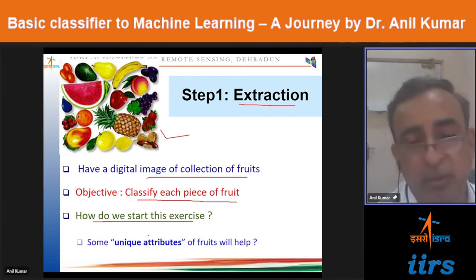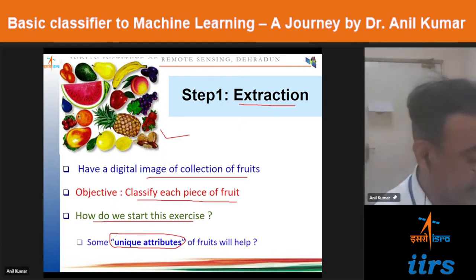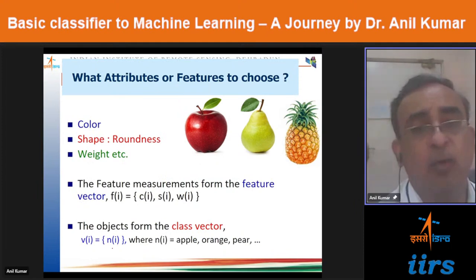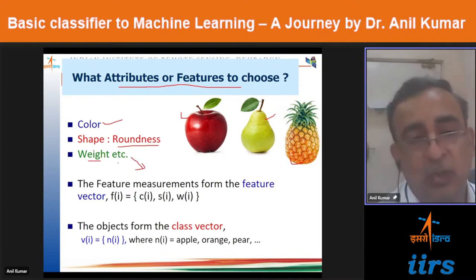Some unique attributes of these fruits will help. So we have to find out some unique attributes of these fruits which can help to identify or recognize these fruits. So what attributes or features do we choose? In this fruit case, we may look into the color of fruits like apple, pear or pineapple, then shape of the fruit and weight and so forth, and different parameters, different features we can go for.